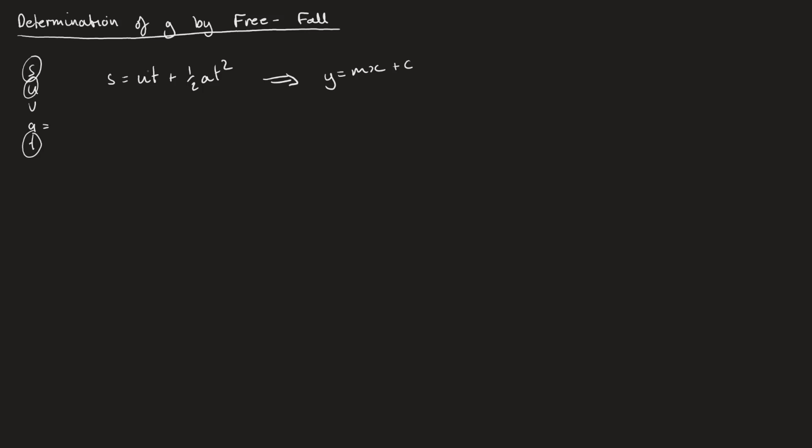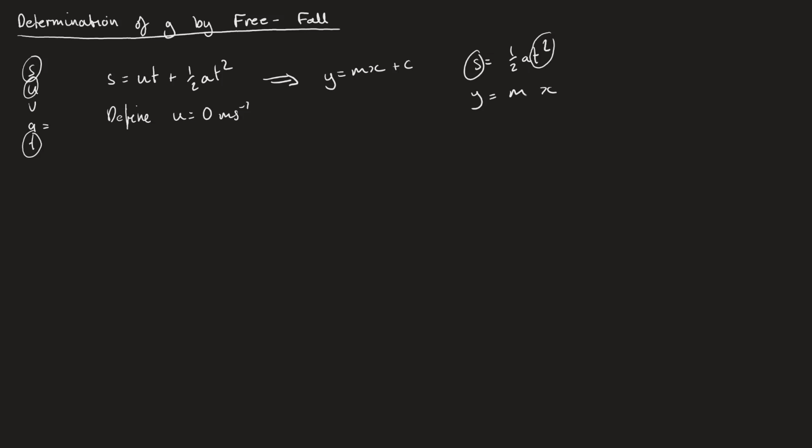It does depend on something, but this has a u in, so we must define that u needs to be 0 meters per second for both of these setups. That then reduces this to s = ½at², which means I can say s is my y-axis, t² is going to be my x-axis, and that makes half a my gradient. So my gradient should be somewhere about 4 to 5-ish.